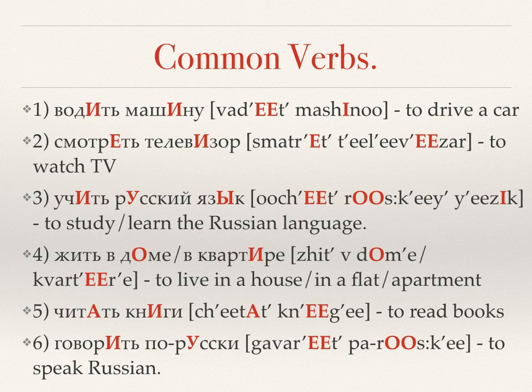Common verbs. Number 1. Водить машину. To drive a car. Number 2. Смотреть телевизор. To watch TV. Number 3. Учить русский язык. To study, to learn the Russian language. Number 4. Жить в доме, в квартире. To live in a house, in a flat or apartment. Number 5. Читать книги. To read books. Number 6. Говорить по-русски. To speak Russian.